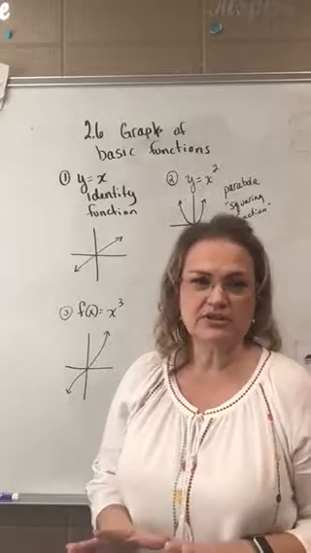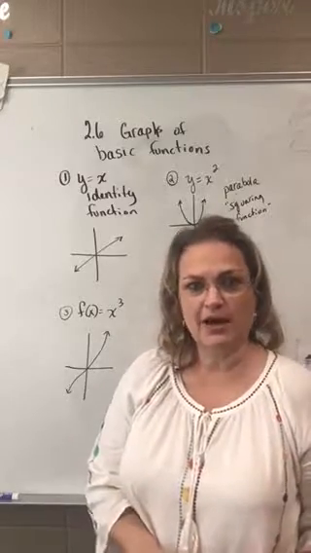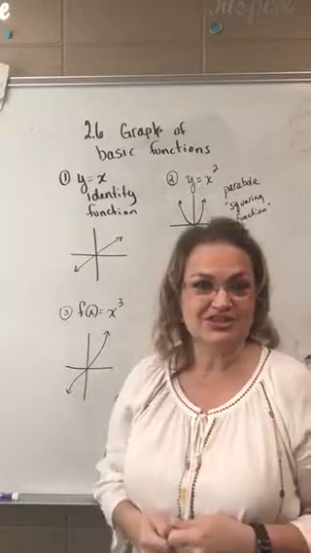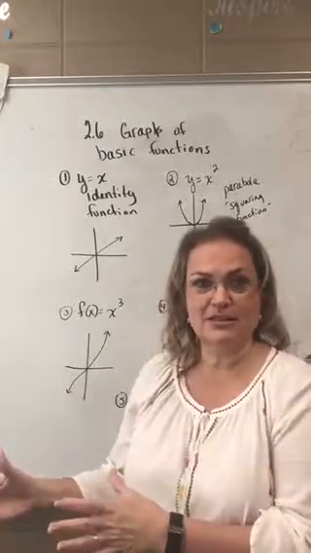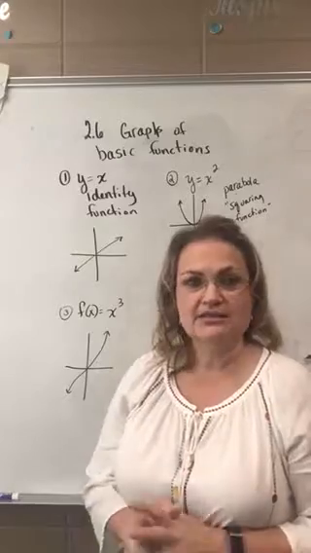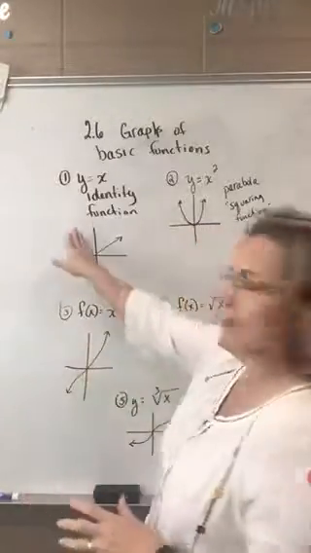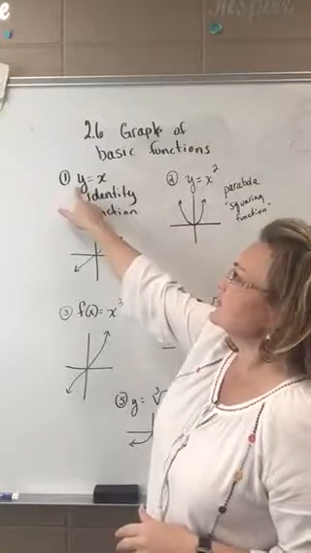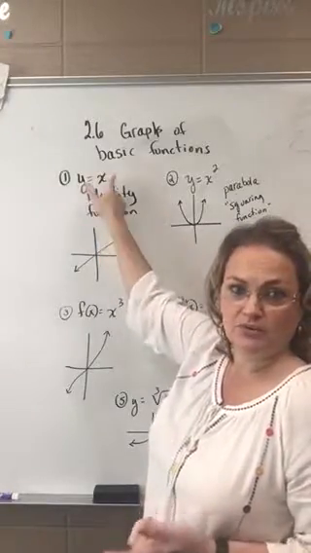So it's really good if you can get in your mind what these shapes are. Maybe make flashcards for these shapes and say, I know when I see this equation, it has this shape. So let me review those with you up to where I'm at so far. The first one is called the identity function. It's a linear equation, y equals x.